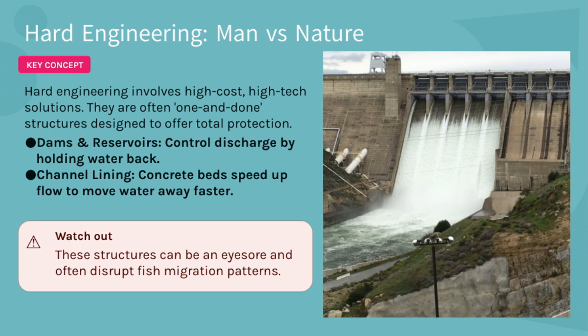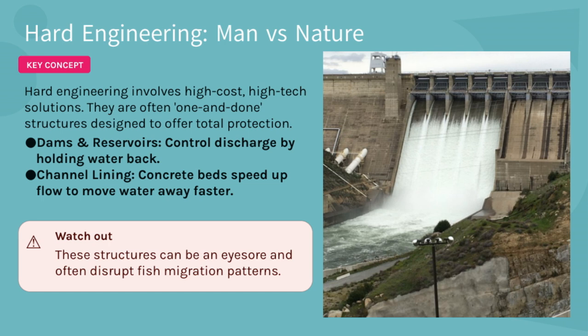One example is a dam and reservoir. A dam is a barrier built across a river. It holds back water in a reservoir. This allows people to control the river's discharge. During heavy rainfall, water can be stored behind the dam and released more slowly later. Dams can also provide drinking water and hydroelectric power, often called HEP.